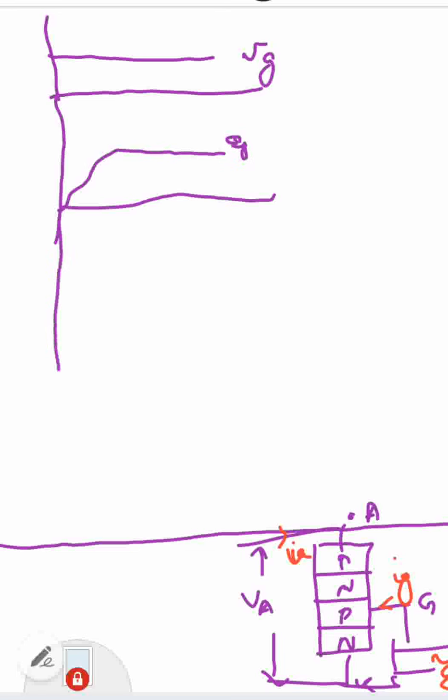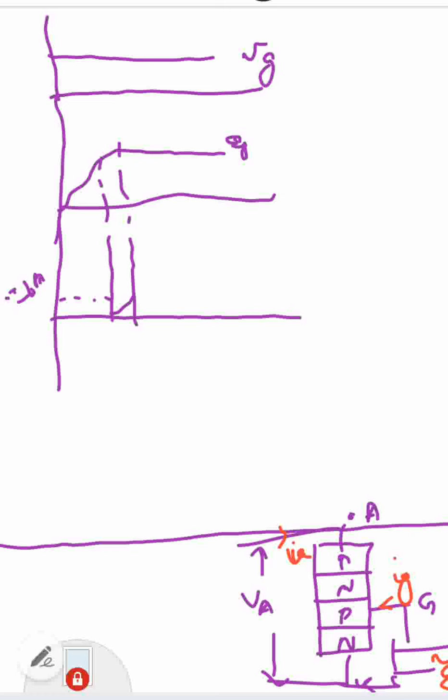Then based on the value of IG, we have drawn the value of IA, because when it reaches 90%, IA slowly rises. This is 10% of IA or 0.1 IA, and slowly it increases. There is a 90% of IA, and finally the steady state value of IA. So this is anode current IA. So when it reaches its 100% value, we say that the device is turned on.